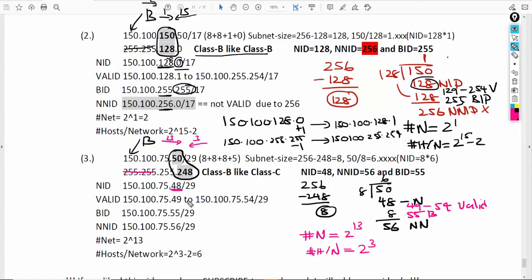Okay, so let's look at the answer. 48 is the network ID. 56 is the next network ID. 55 is the broadcast ID. I'm looking here: 49 to 54 is the valid IP range. And 2 to the power of 13 networks, and 2 to the power of 3 minus 2 hosts per network.